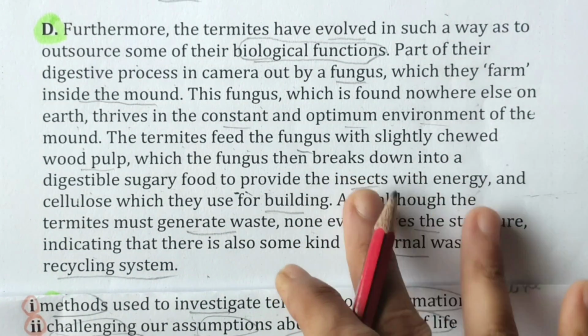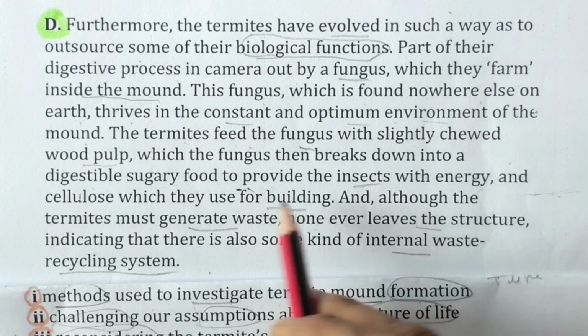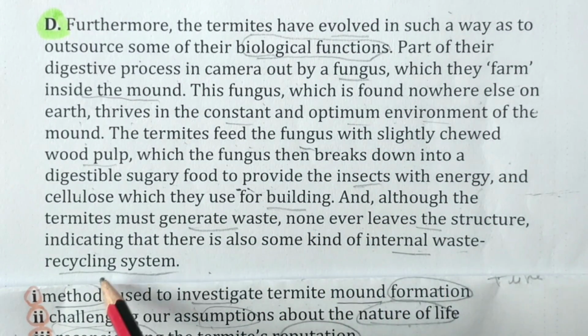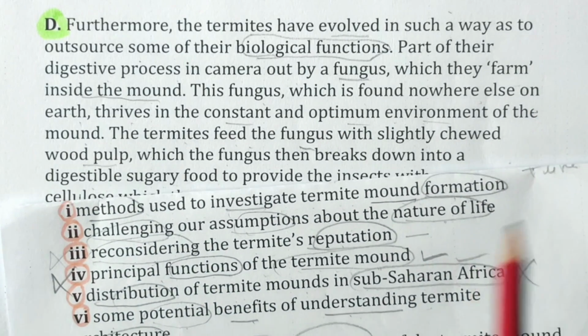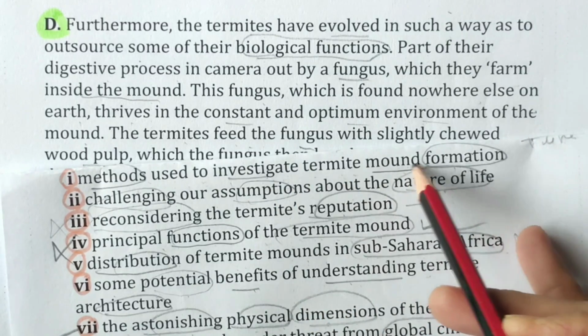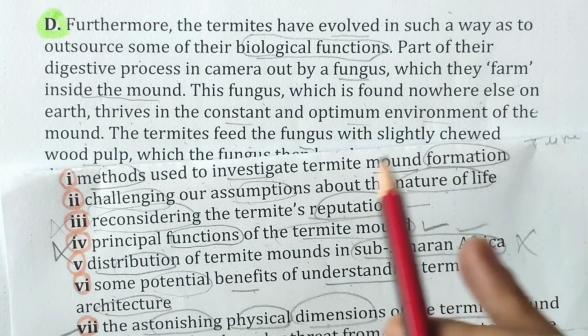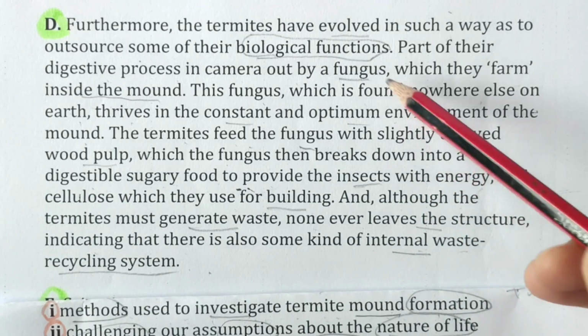Whatever they are excreting, they are eating it themselves. I think fungus also they are talking about. So internal waste recycling system is there. So let's find what they want to say about this paragraph. Methods used to investigate termite mound formation, it is not described like that. Nature of life is given.